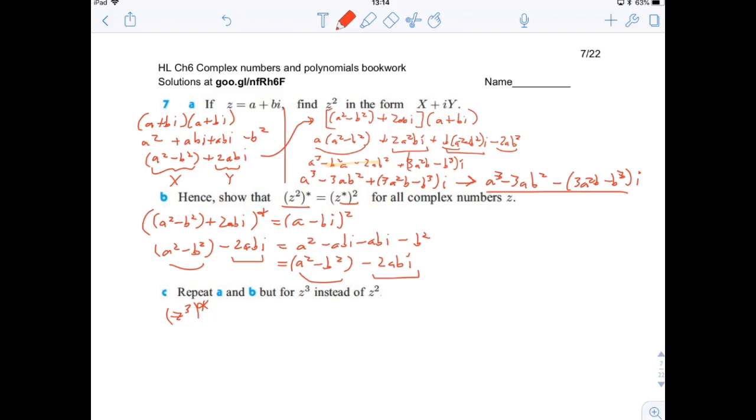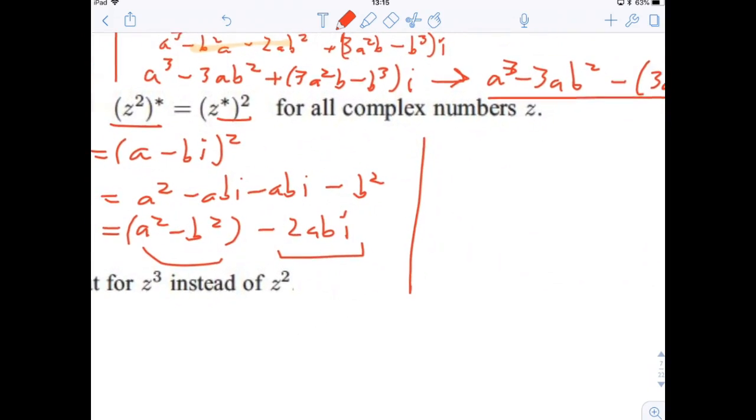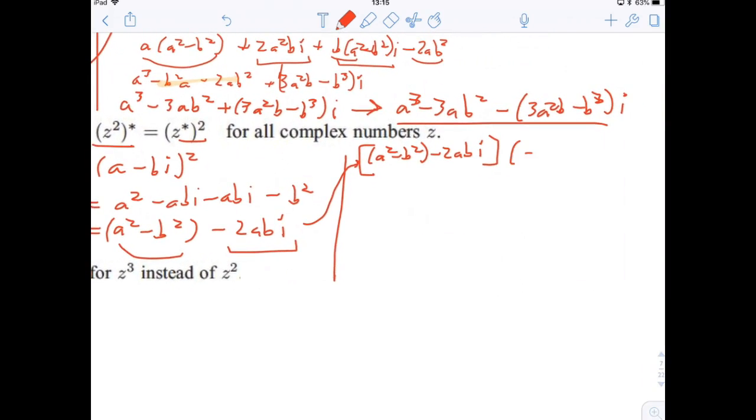We want to find out now what z conjugate cubed is going to be. So z conjugate squared, let's do that right here. z conjugate squared would be this result. Let's recopy that here: a squared minus b squared minus 2abi. We're going to multiply this times z conjugate because we want to do z conjugate cubed. So z conjugate would be a minus bi here.